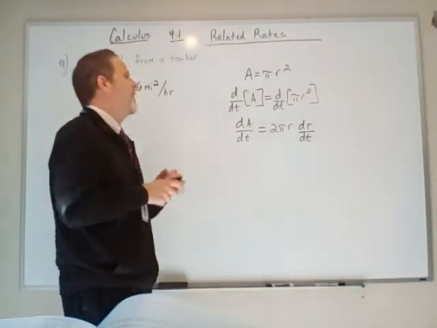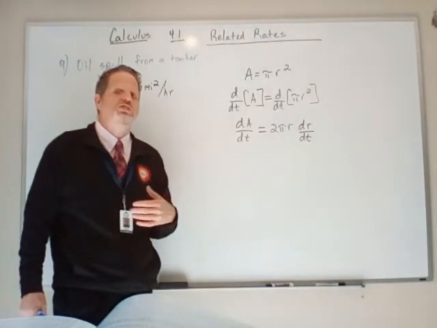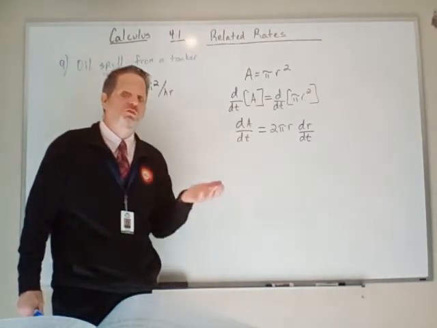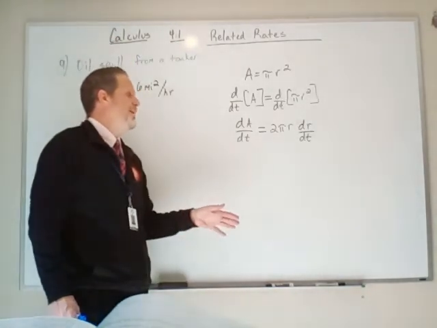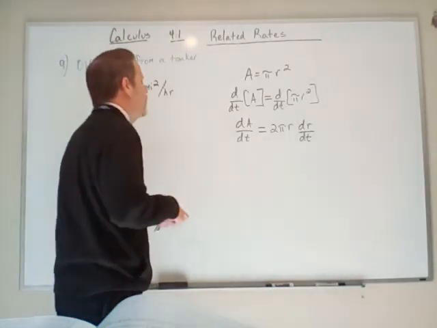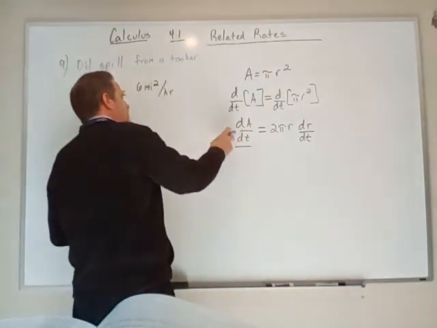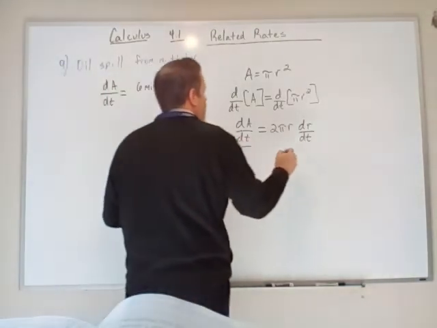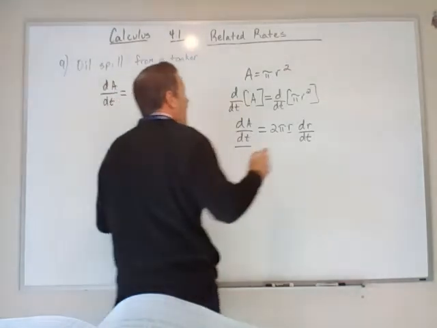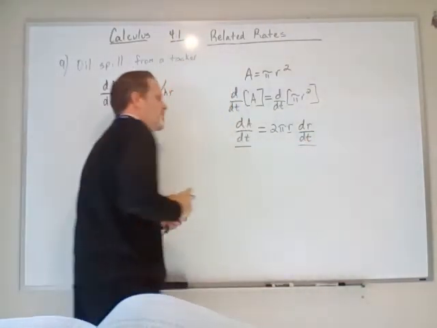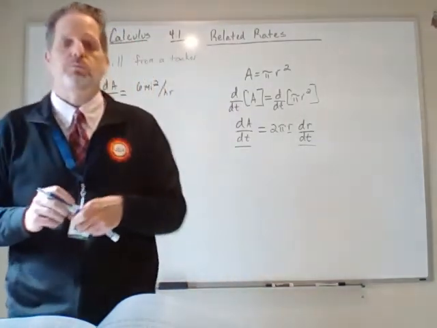So we identified the relationship that we need in this case, which is the area formula for a circle, pi r squared. We took the derivative with respect to time. Notice here, we have one variable that is a rate, dA/dt. We've got another variable, r, which is the radius, and then we also have the third variable, how the radius is changing with respect to time.